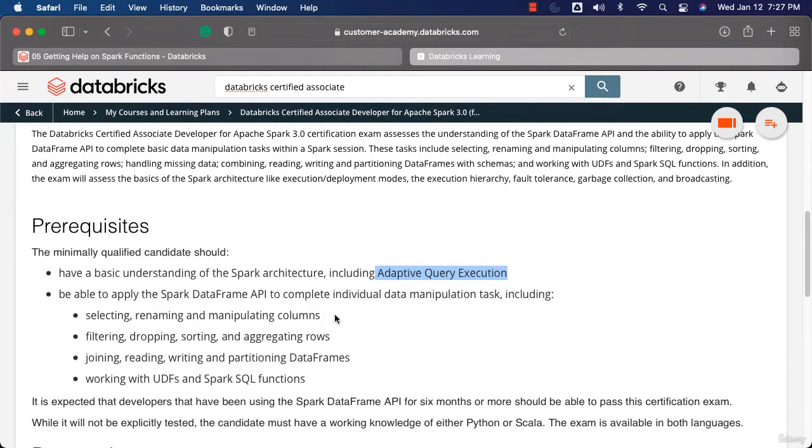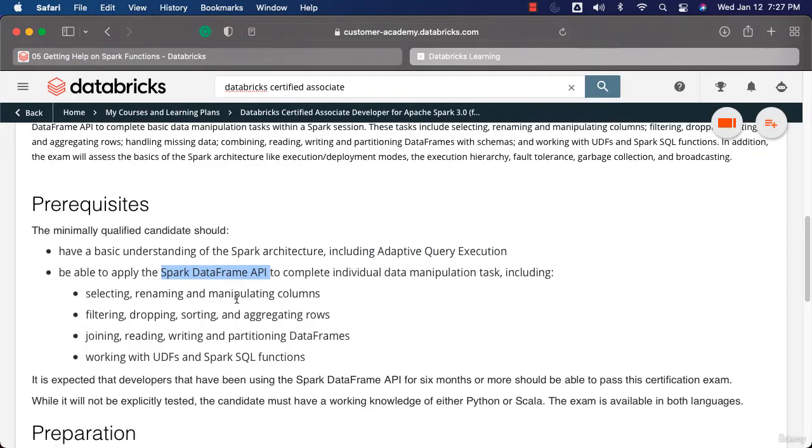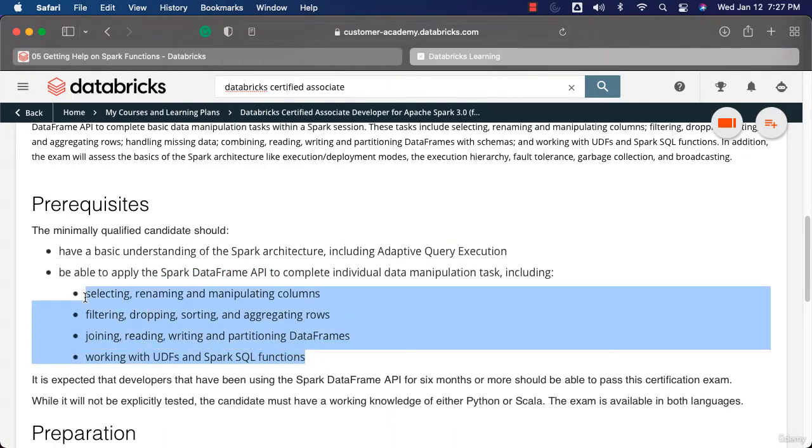And also you should be familiar about all the APIs related to Spark. When I say APIs, I'm talking about Spark DataFrame API using Python or Scala as programming language. These are the areas which you should be focusing on. You should know how to select, rename, or manipulate columns in a data frame. You should also know how to filter, drop, sort, and also perform aggregation on rows in the data frame. You should also know how to join, read, write, and also partition the data frames. And also, you should understand how to work with UDFs and Spark SQL functions.